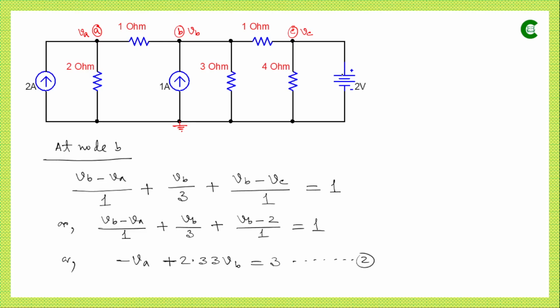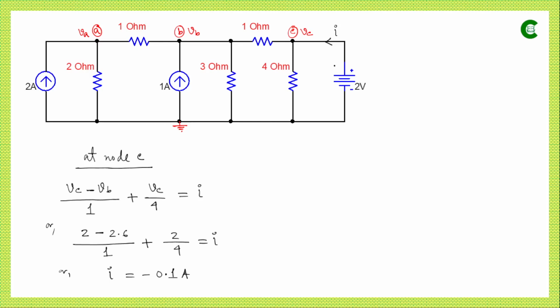Since this is a voltage source with this as the positive terminal and this as the negative terminal, we know that the current leaves the positive terminal of the voltage source. So if we assume that the current in this branch is I, the direction of that current I will be assumed as towards that node. So here at node C, the current through this branch plus the current through this branch will be equal to the current through this branch. The value of VC we know is 2 volt, and the value of VB is 2.6 volt, which we have already calculated. If we simplify this equation, the value of current will be minus 0.1 ampere.